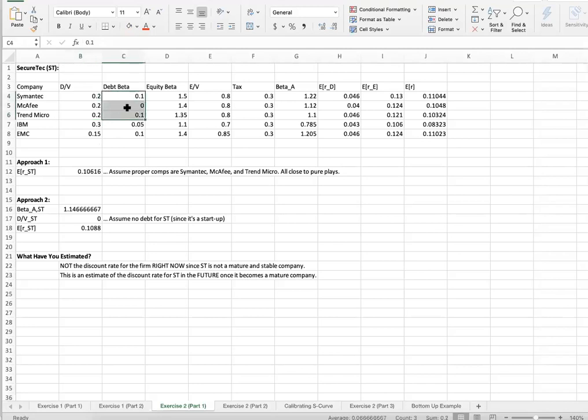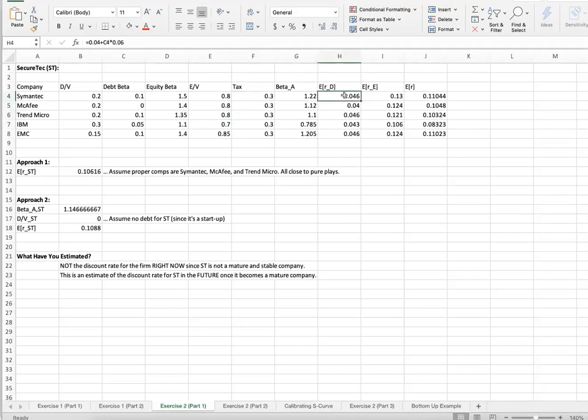debt betas of 0.1, 0, and 0.1 respectively, equity betas of 1.5, 1.4, and 1.35. Given these D over Vs, these are the E over Vs. I think I stated in the problem the tax rate was 30%. I've done both the calculations for approach 1 and approach 2 here, but I'll only discuss them for approach 1, where we calculate the WACC of all three companies, Symantec, McAfee, and Trend Micro separately, and then average out their WACC.